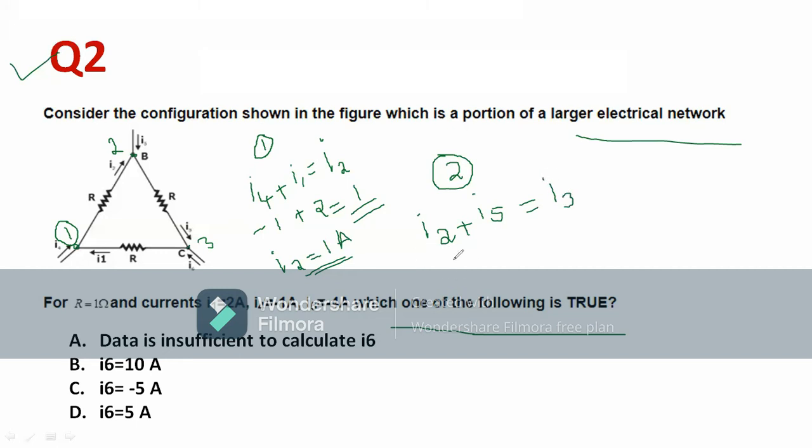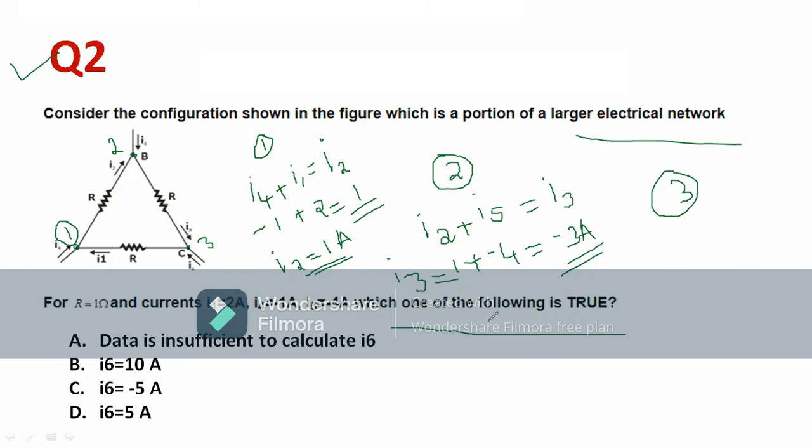So how much is it? 1 plus I5 is equal to minus 4, no? Yeah, it is absolutely minus 3 amps. I3 is equal to minus 3 amps. Note down separately. Okay, I3 is equal to minus 3 ampere. Now moving on to the third node. Look at the third node or junction. You can call it a junction as well.